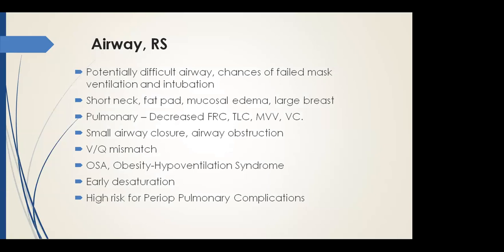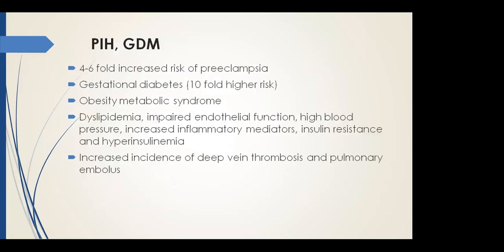These patients have a potentially difficult airway, and difficult mask ventilation and difficult intubation are common. Compromised pulmonary function is also known, due to decreased volumes and capacities, small airway closure, airway obstruction, and OSA, which is very common in these patients. All these things make these patients highly susceptible to early desaturation and perioperative pulmonary complications.